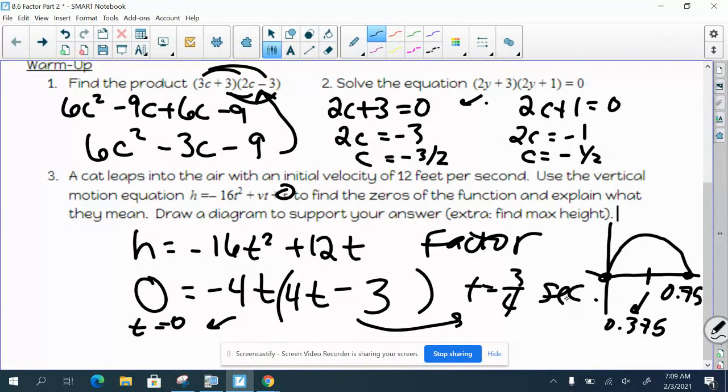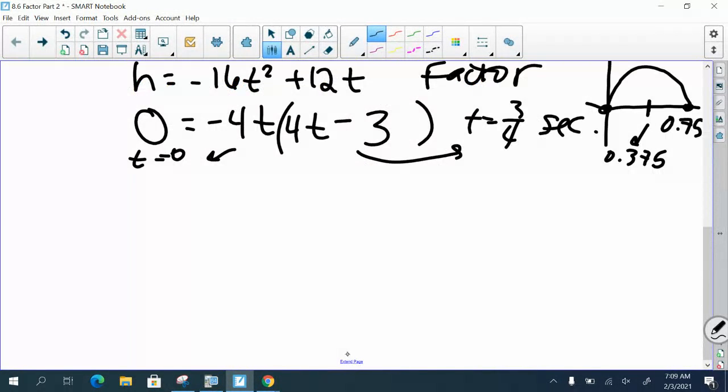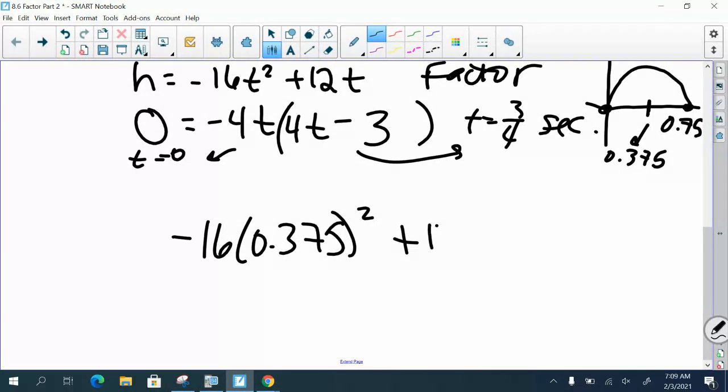And then if we wanted to find the maximum height, we would plug 0.375 into the t in our equation here. All right, I'm kind of running out of room here. So you would do negative 16 times 0.375 squared plus 12 times 0.375. I'm going to plug that into my calculator.